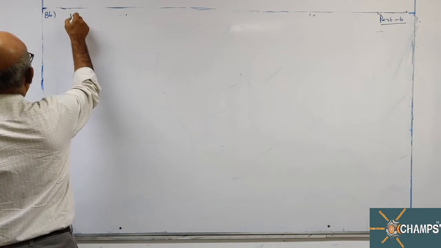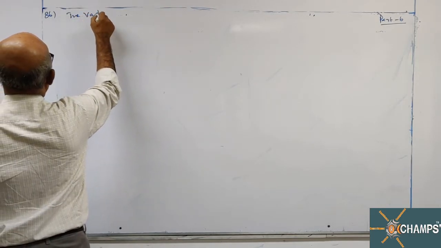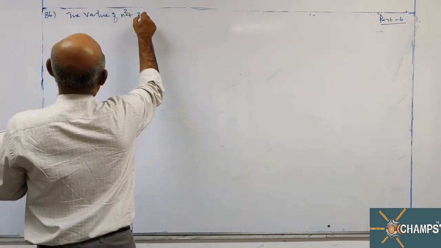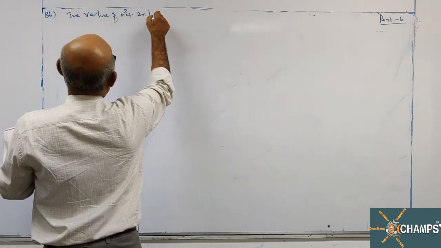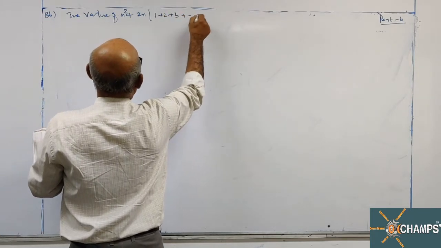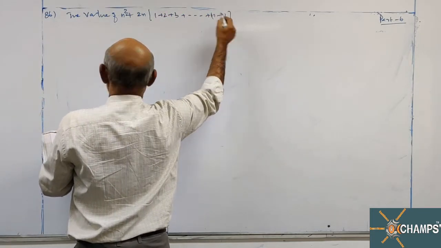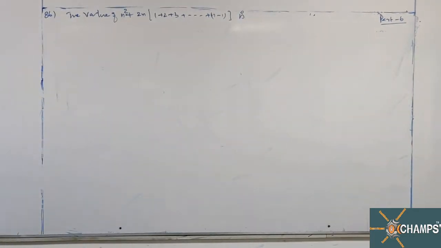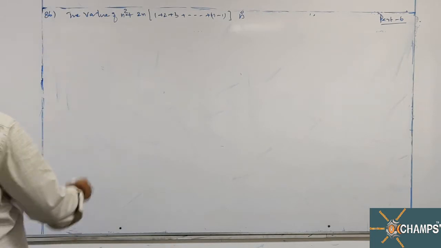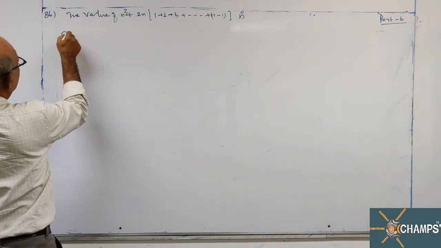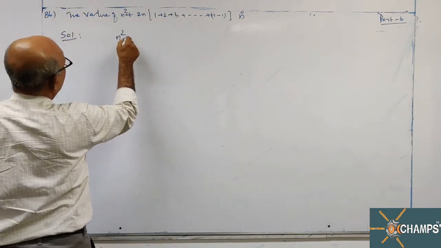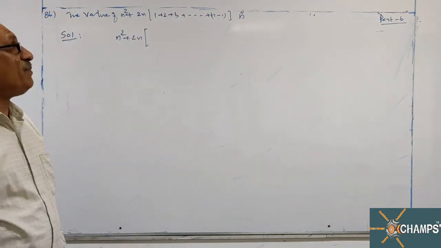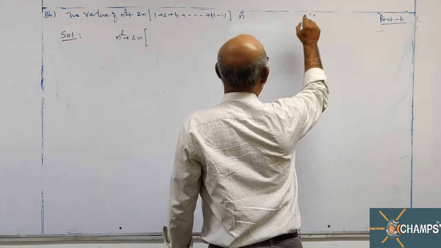The value of (n square plus 2n) into (1 plus 2 plus 3 plus etc. plus n minus 1) is. Now sir, this is n square plus 2n into the terms inside the bracket, the sum of the first n minus 1 natural numbers.